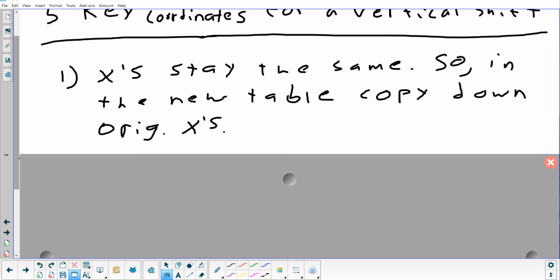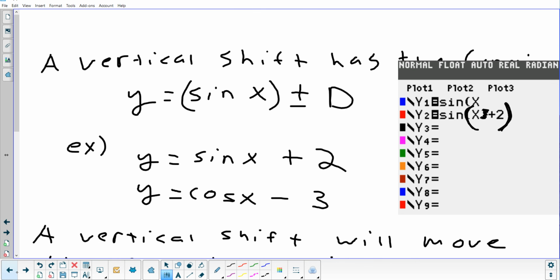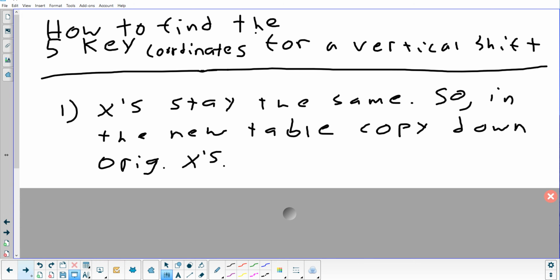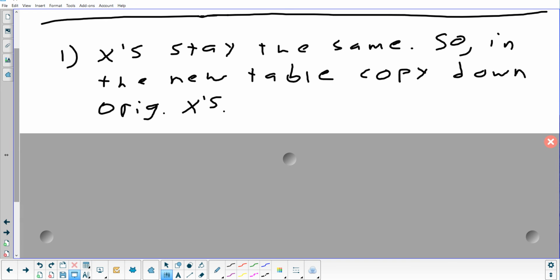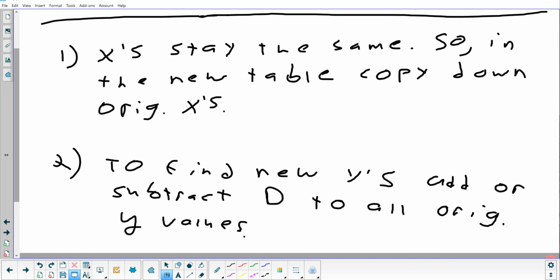Now, how do we find the new y values? Well, the calculation is really going to be just as easy as it was for the last transformation. First, look at what's been added or subtracted. I just called it d. So d is the value that's been added, or it could be subtracted if you're shifting down. All you have to do is take that value, and if it's positive, you're going to add that value to all the originals.